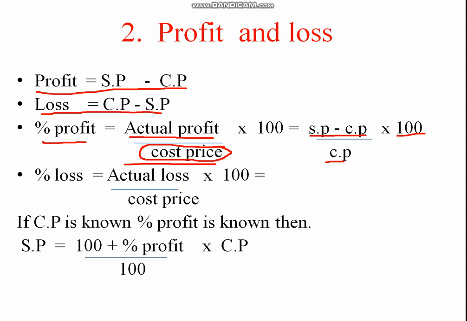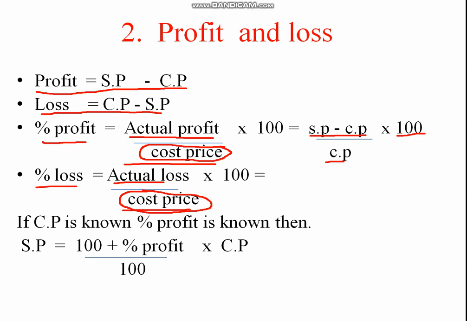Similarly, the percentage loss is also found on the cost price, and the percentage loss is equal to actual loss upon cost price into 100. So actual loss is CP minus SP upon CP into 100. Simplifying this expression, we get the percentage loss.